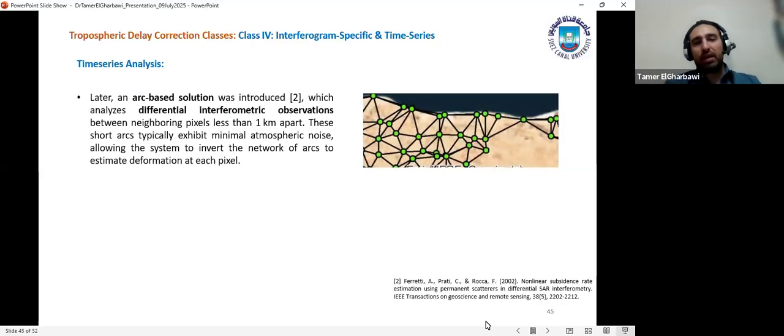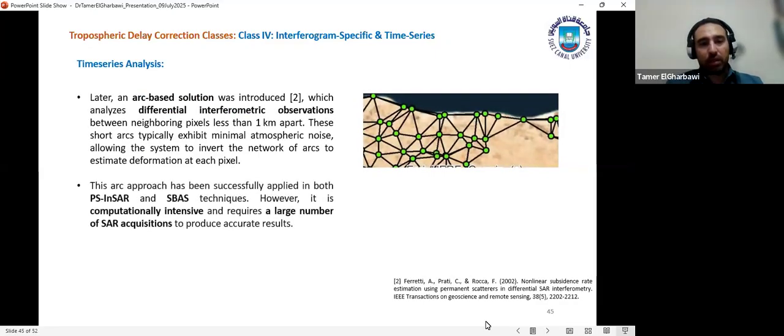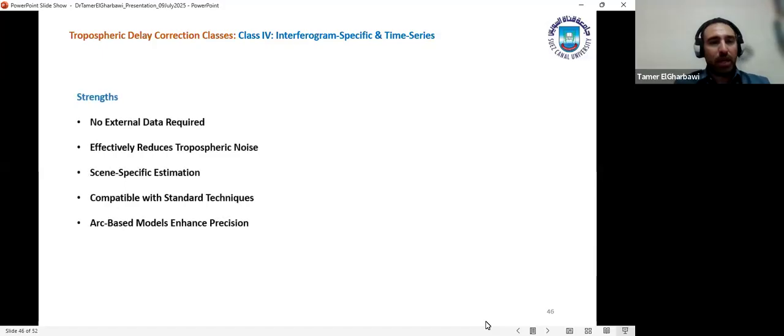So one of the things that was proposed before is using the ARC solution, which uses the differential observation between 2 pixels, where the distance between the 2 pixels is less than 1 kilometer. For this observation, we assume that it is free from atmospheric delay, and then use this solution to estimate the deformation and baseline error. Then we estimate the residual, which would be the atmospheric delay, and then we correct the whole images and reprocess.